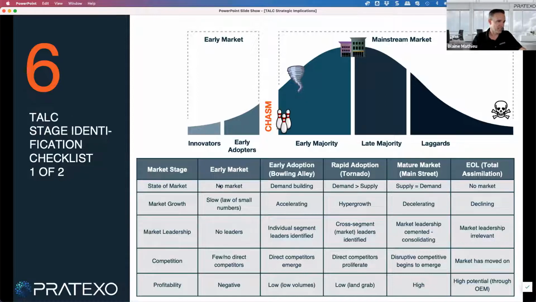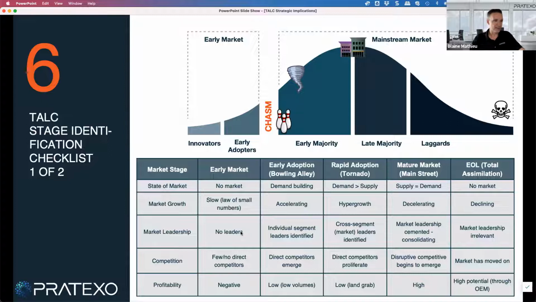It doesn't even exist yet. Or demand is starting to build, or demand is greater than supply. Then you're in the tornado phase. Mature: supply equals demand, etc. How fast is the market growing? Very early market, probably quite slowly, starting to accelerate, hyper growth, etc.